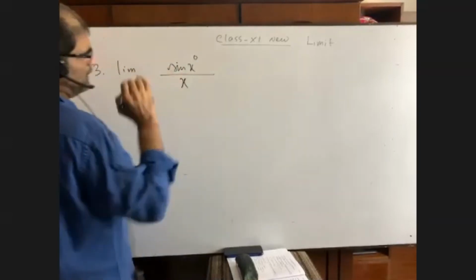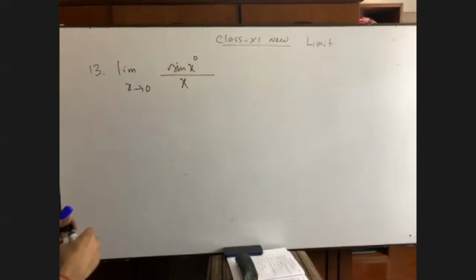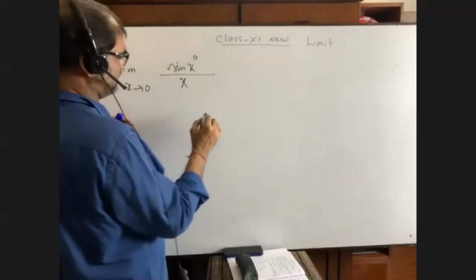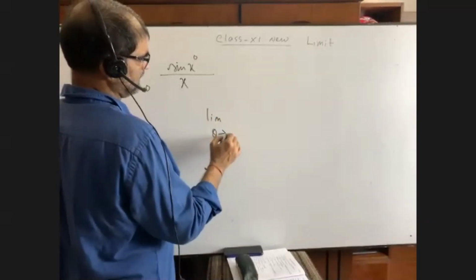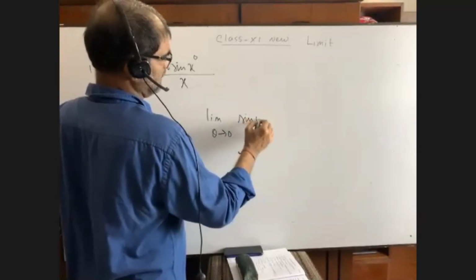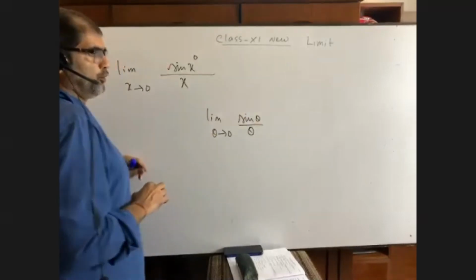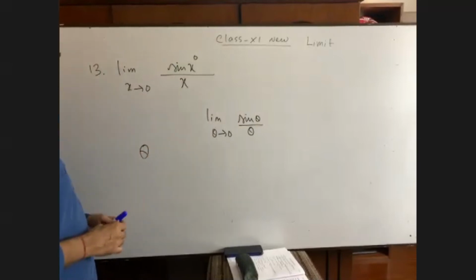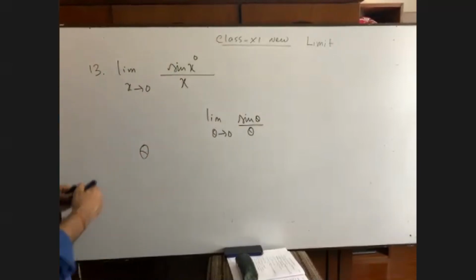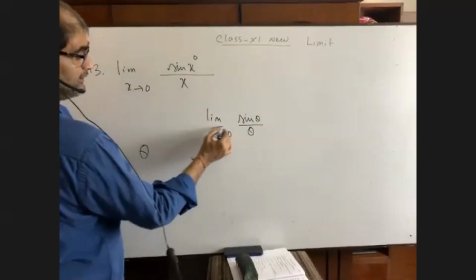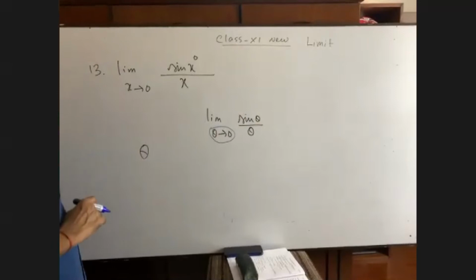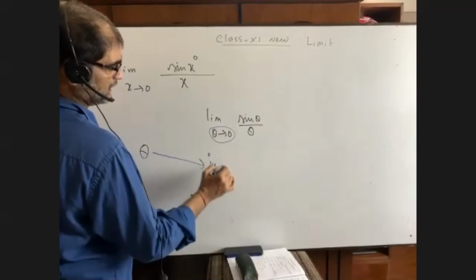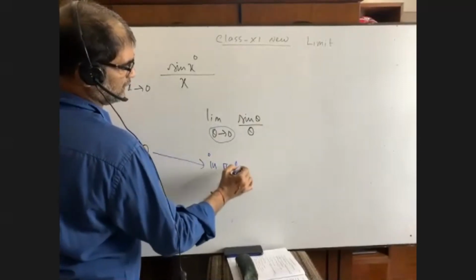by x. I did not find any student in my life who demanded, sir, limit theta tends to 0, sine theta by theta. What about theta? No one demanded. What is theta here? Who can tell me? 0 degree. No. I am not talking about the value. What about theta? That means the definition of theta. Write down. It is always in radians. Please don't make a mistake anywhere in your life.